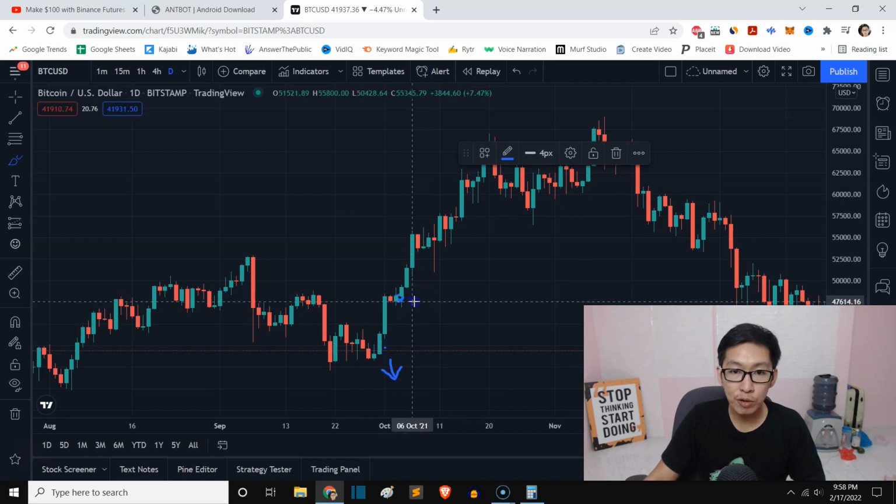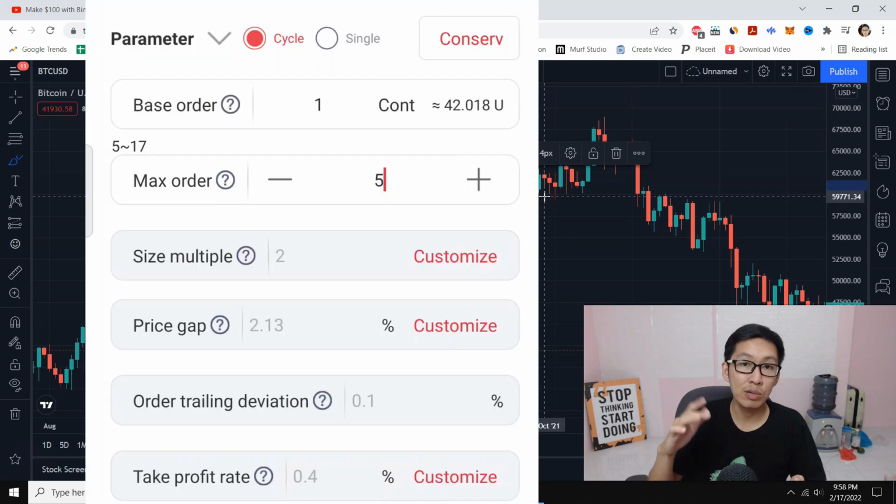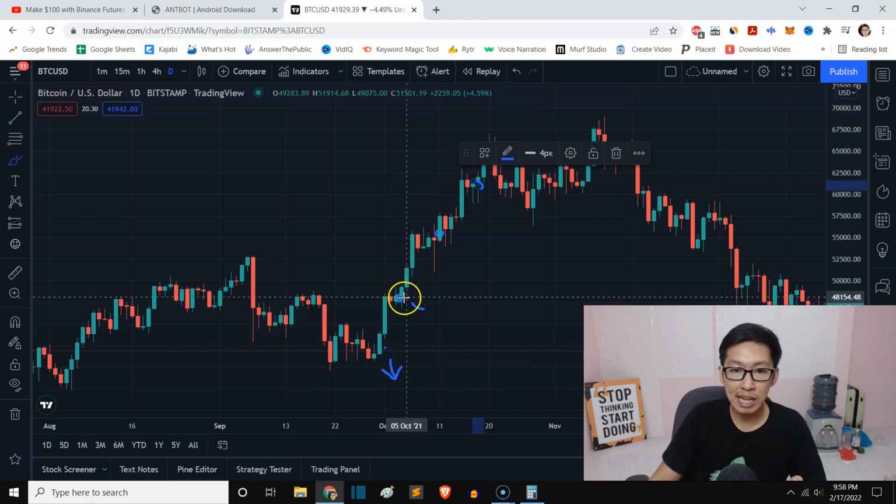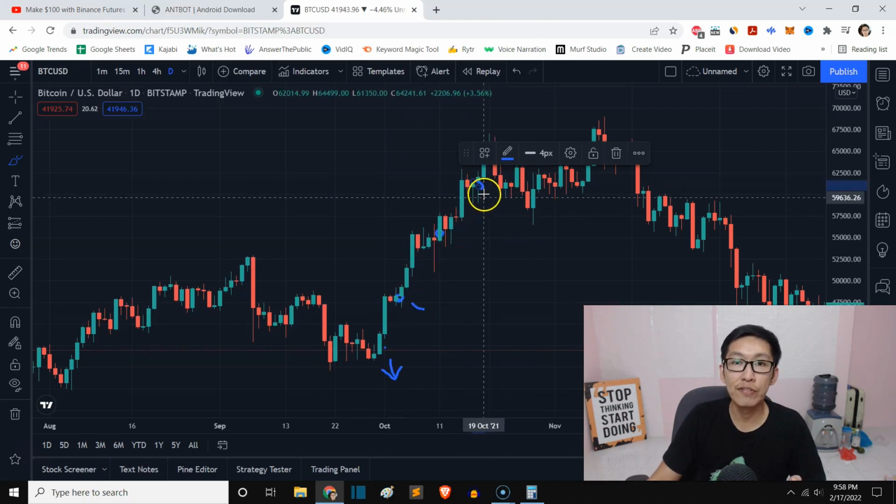Just now what? 2.13%, right? And if it goes up again, it will buy again. That's what the order means, okay? It will buy, buy, buy. And conserve means the gap here is further.